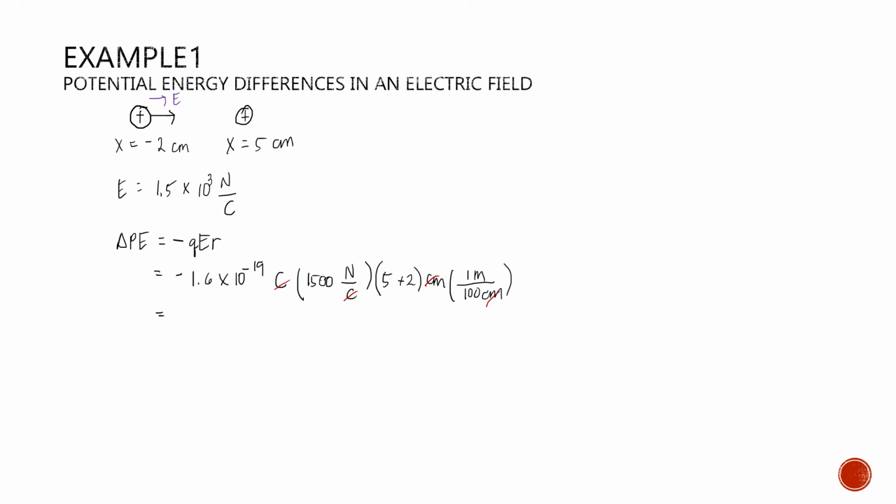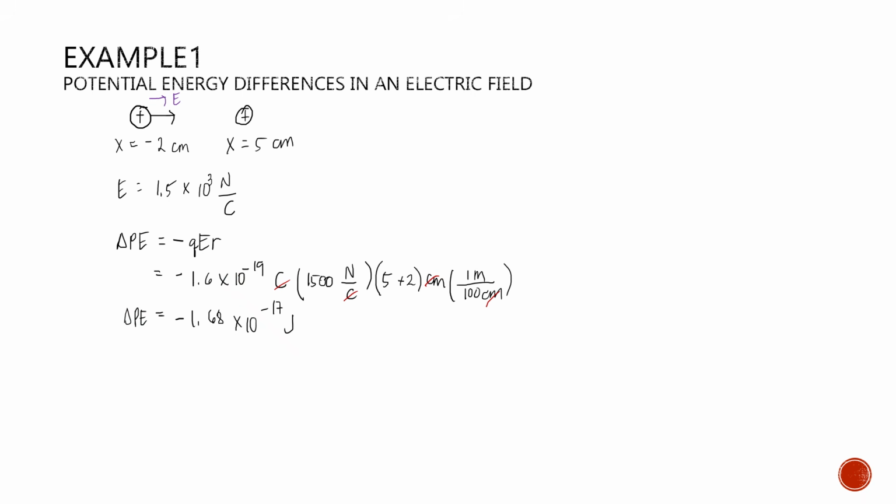1.68 times 10 to the power of negative 17. So it's negative 1.68 times 10 to the power of negative 17 newton meters or joules. So we expect a negative value since work is positive. Again, since the direction of the displacement is the same as the electric field, work is positive and the change in potential energy is negative.